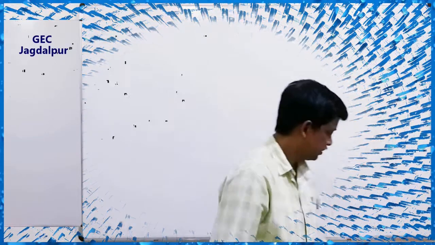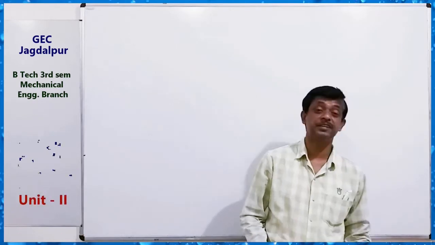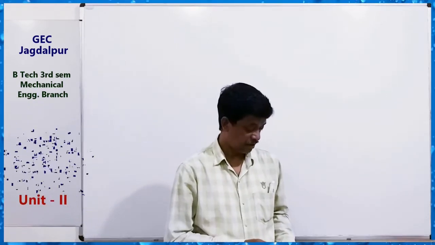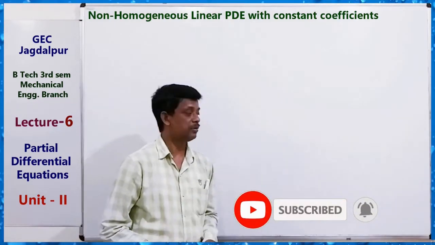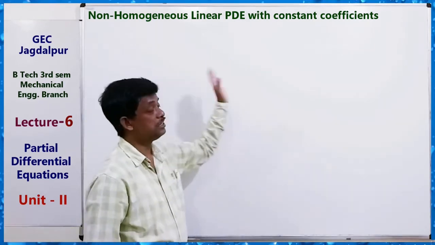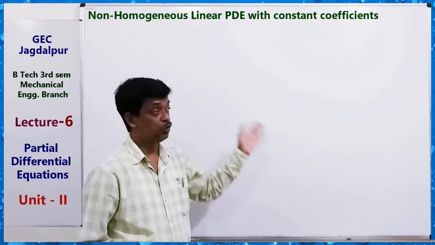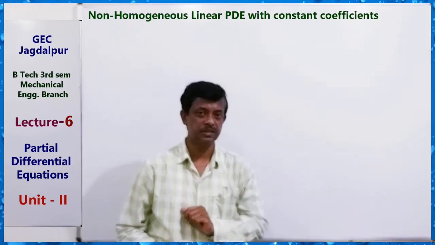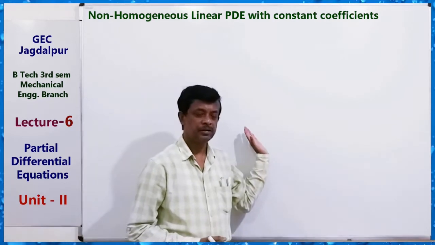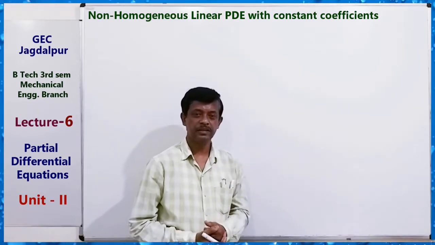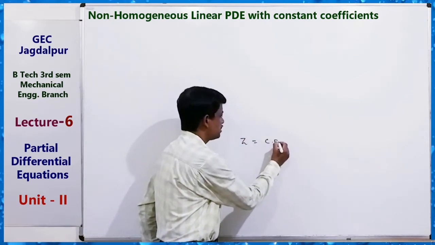Hello dear students, now I am continuing the chapter partial differential equations. At the previous class we have already studied homogeneous linear partial differential equation with constant coefficients, and how we can solve it. This solution is given by CF plus PI.